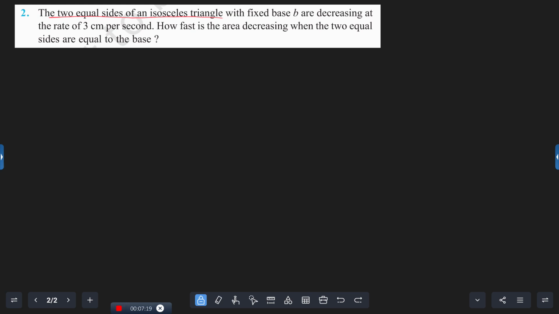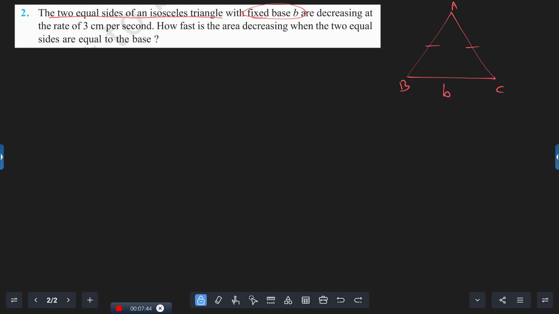So I am taking one isosceles triangle with two equal sides. I am taking these two as the equal sides. A, B, C here, AB equals AC. So the two equal sides of an isosceles triangle with a fixed base. Base equals b. What is the base? b, they gave.